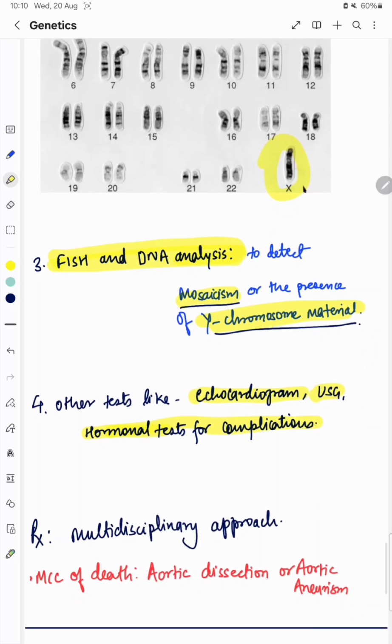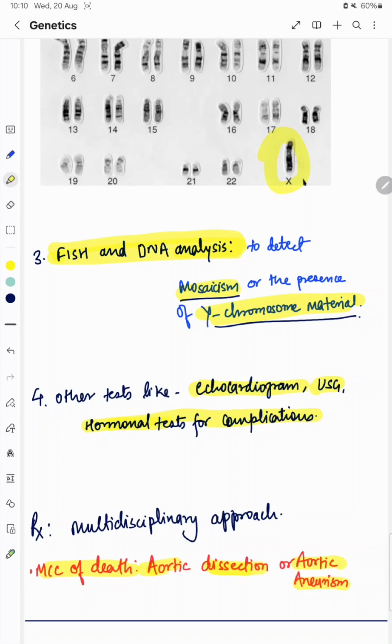For the treatment of Turner syndrome, there is a multidisciplinary approach which involves experts from different fields: surgery, orthopedics, cardiology, and genetics. The most common cause of death in Turner syndrome is aortic dissection or aortic aneurysm.